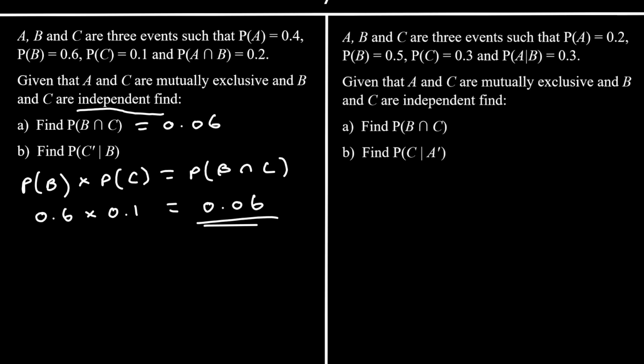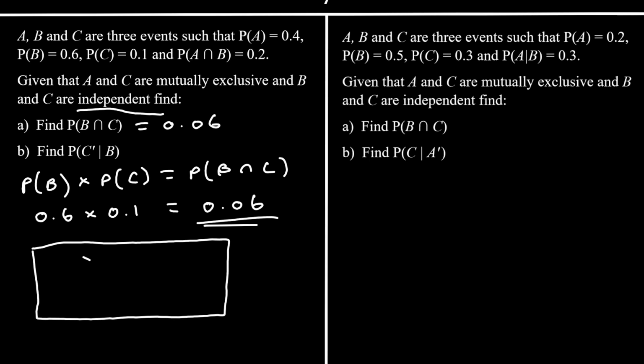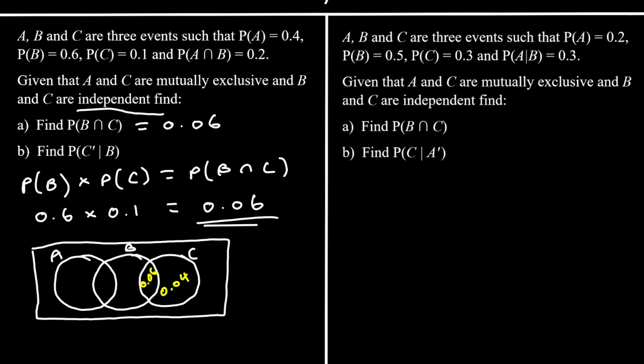I'm going to sketch a Venn diagram. A and C are mutually exclusive, so they can't happen at the same time. There's no intersection between A and C at all. So it's A, B, C. There's no intersection between the A circle and the C circle. And what do we know? We know the intersection between B and C is 0.06. C in total was 0.1, so we need another 0.04.